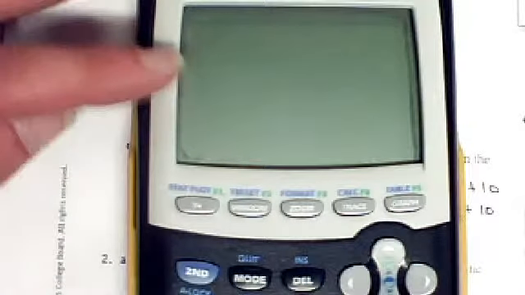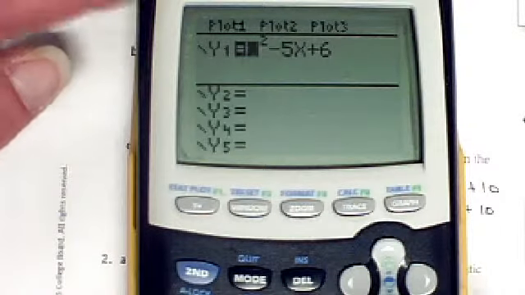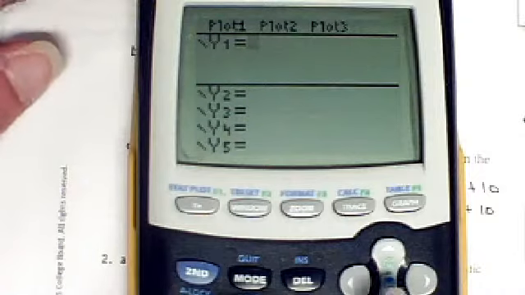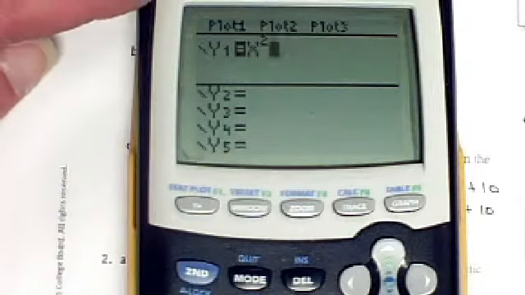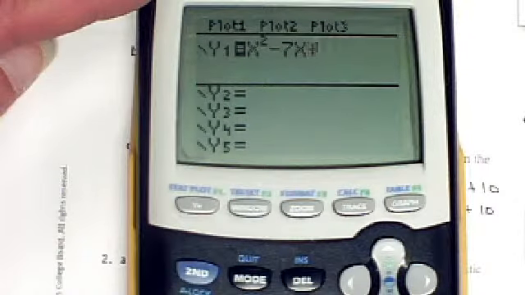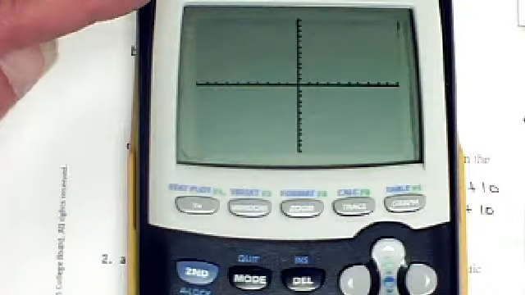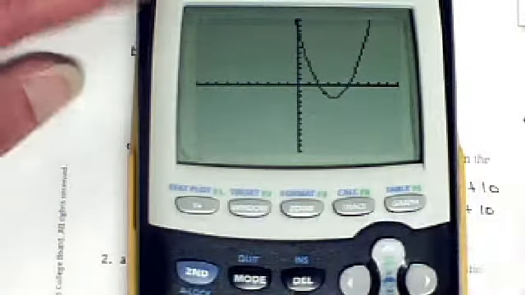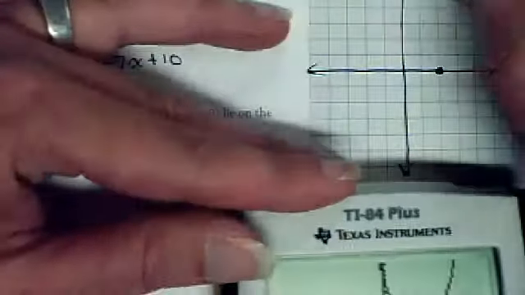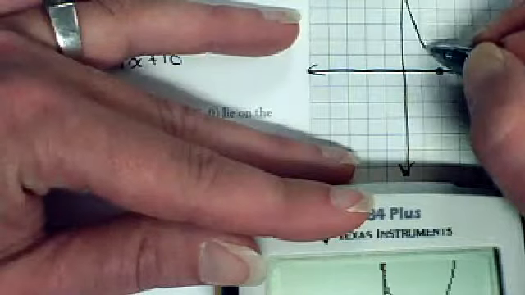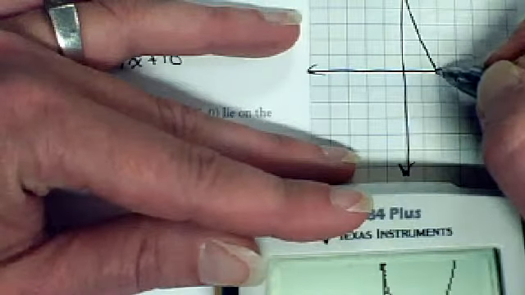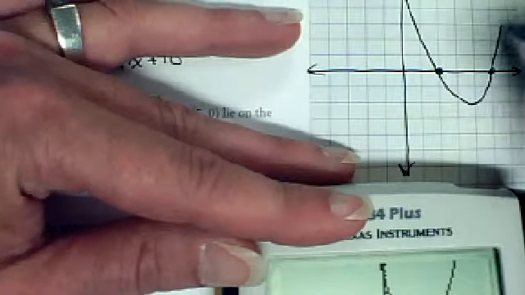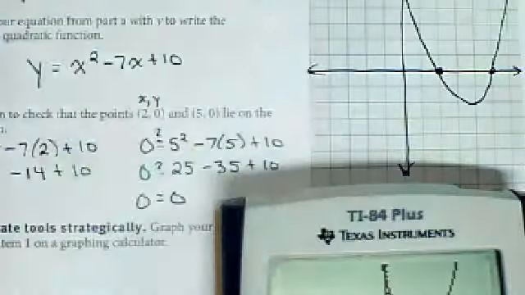Let's look at the graph of it. So I'm going to turn on the calculator. Y equals, clear out anything that's in there. We're going to go x squared minus 7x plus 10. If I look at the graph, notice it is going through those 2 points. So my little sketch over here is doing something like this.